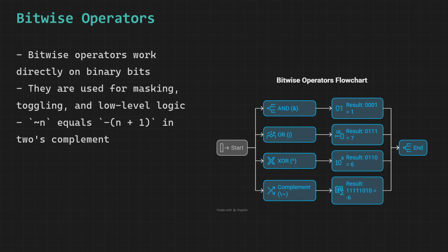Tilde ~ for bitwise complement flips all bits of a single number. ~5 flips 00000101 to 11111010, which equals -6 in Java's 2's complement representation. This always gives the result of -n-1 for any integer n.